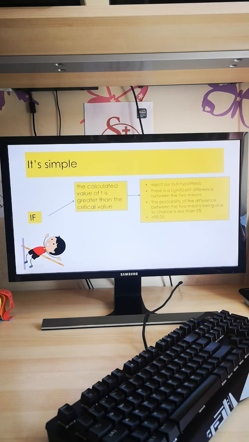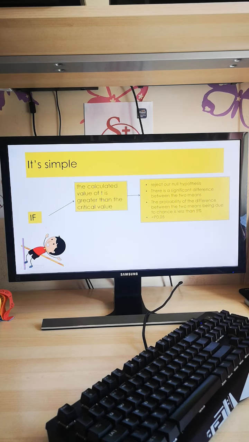And there's a shorthand way sometimes the examiner writes that, where they write p is less than 0.05. Okay, so that would be our conclusion in this case.